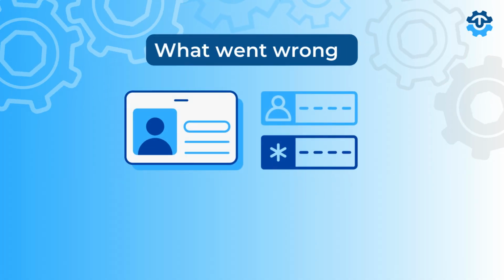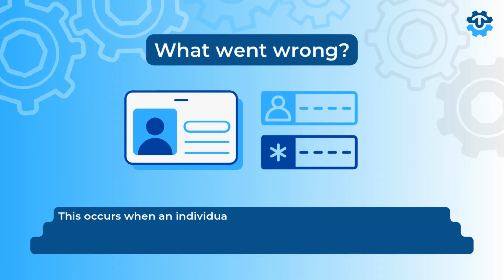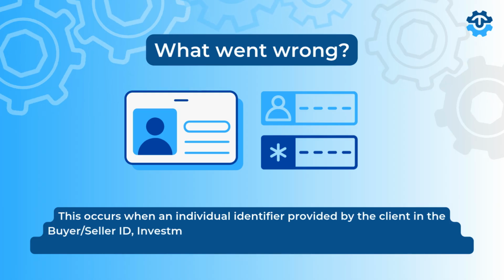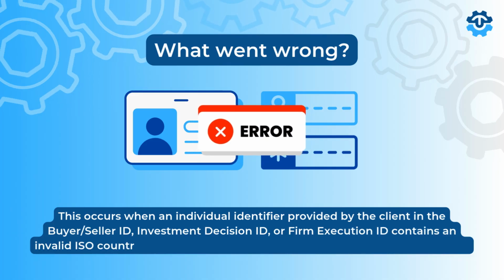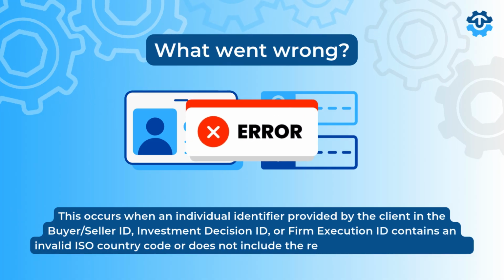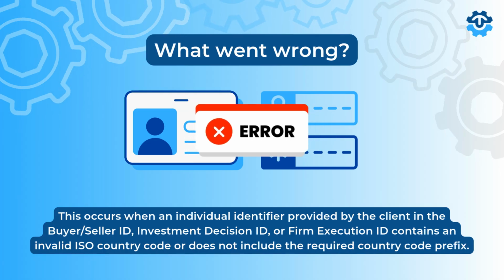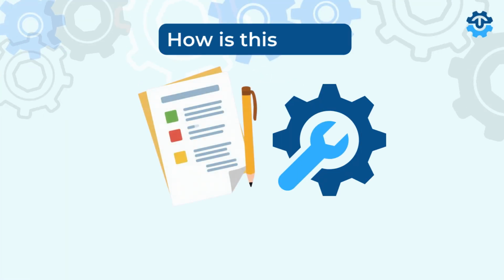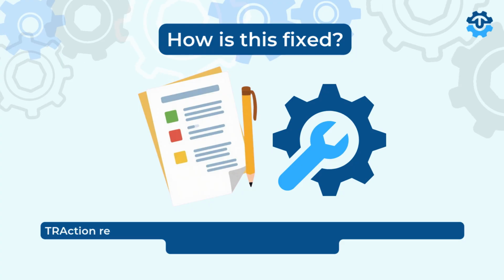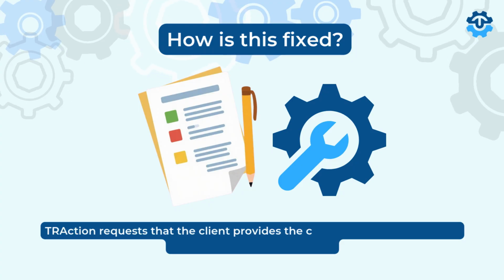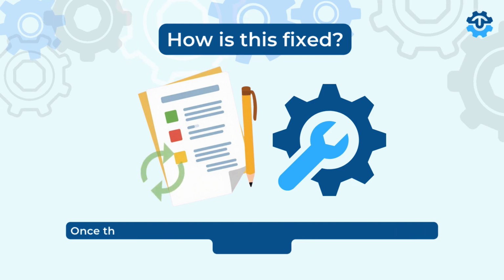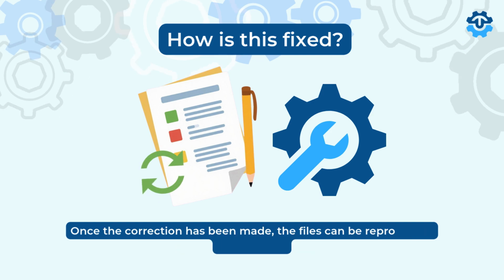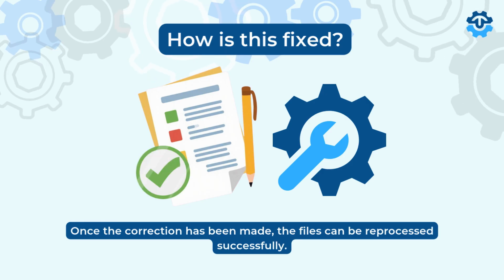What went wrong? This occurs when an individual identifier provided by the client in the buyer-seller ID, investment decision ID, or firm execution ID contains an invalid ISO country code or does not include the required country code prefix. How is this fixed? Traction requests that the client provides the correct ISO country code or updates the files accordingly. Once the correction has been made, the files can be reprocessed successfully.